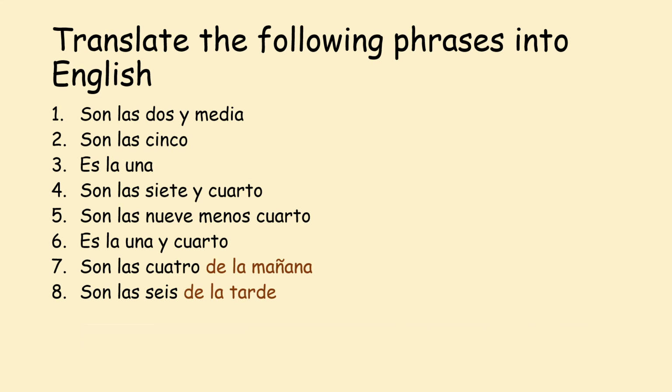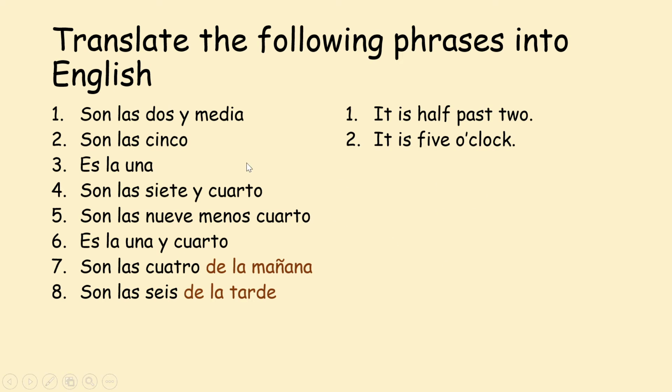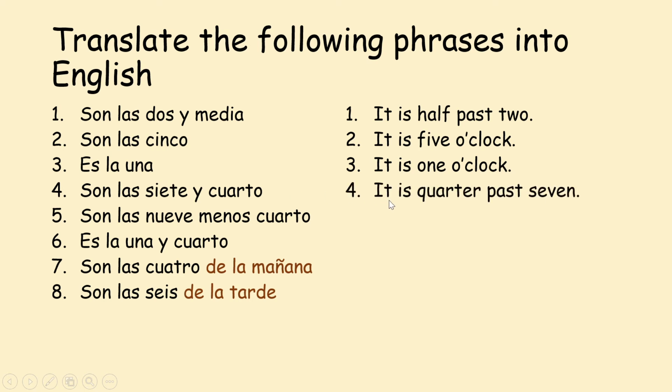Okay, so as we said for number 1, it is 2:30. Number 2, son las 5. It is 5 o'clock. Nothing else, just looking at the number. Same for this one, just looking at the number. Una. Es la 1, it is 1 o'clock. Son las 7:15. It is 7:15. Anything that's got a y, it's going to be past the hour.